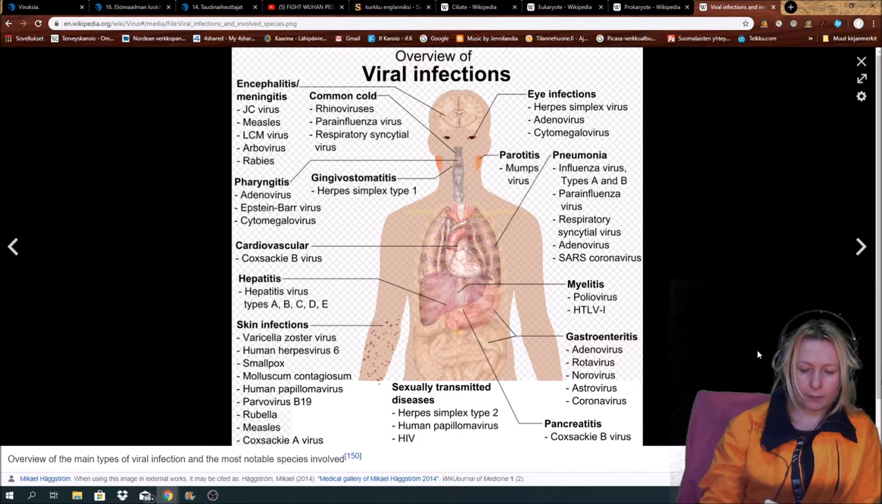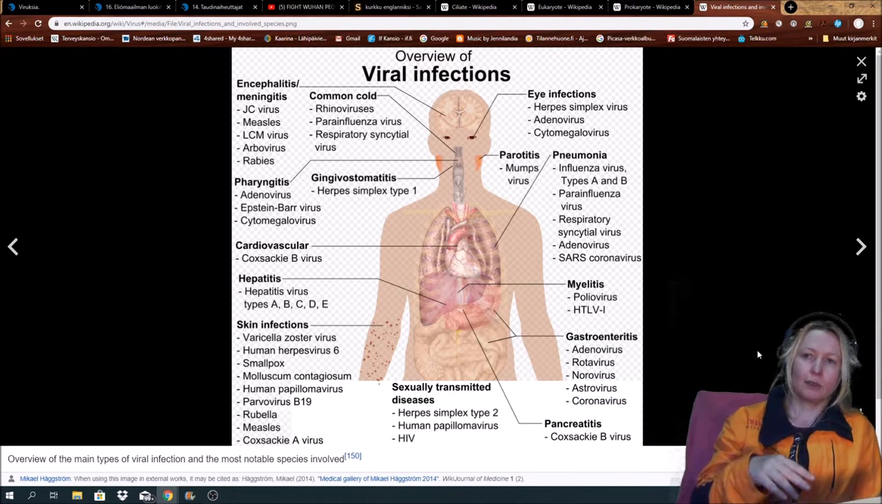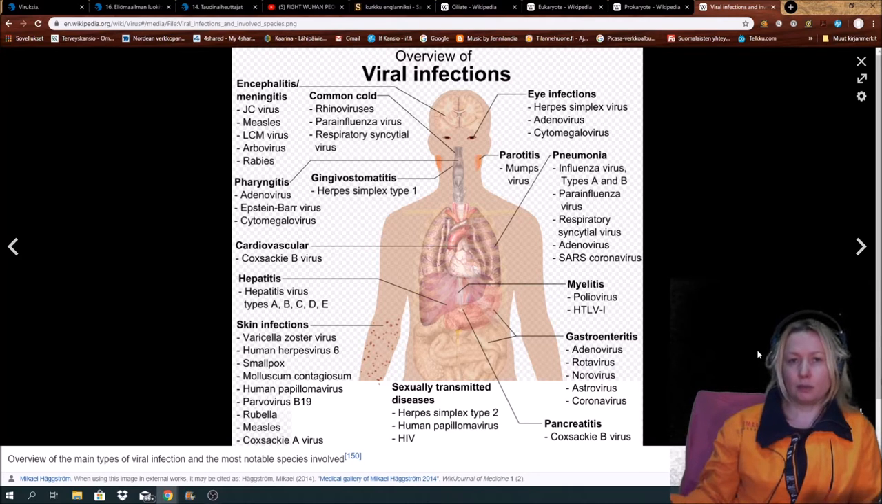And then there are rhinoviruses, more than 150 different virus versions from rhinoviruses. And speaking of that Ebola and that Marburg, they are mostly reserved in fruit bats. So why would you eat bats?